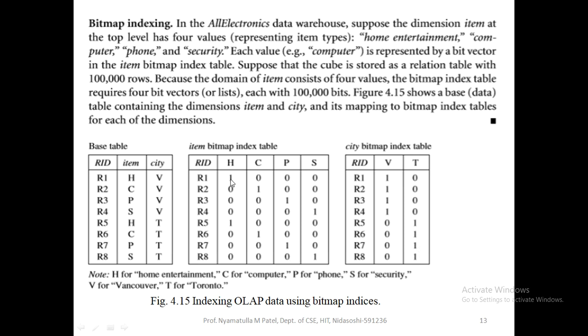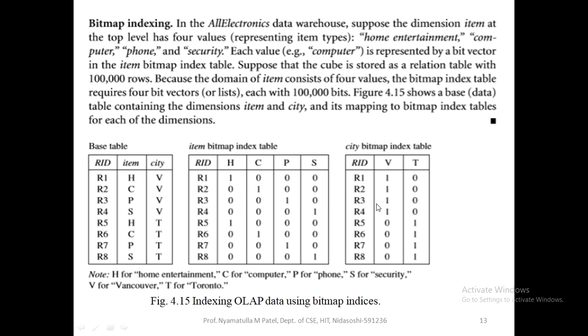This is the bitmap index vector. What does it represent? It represents that a particular item has been sold during a particular record in a particular city. R1, Vancouver: some electronic item is sold during these 4 transactions. During R1, what is sold? Home entertainment. During R2, what is sold? Computers. During R3, phones are sold. During R4, security electronics are sold.